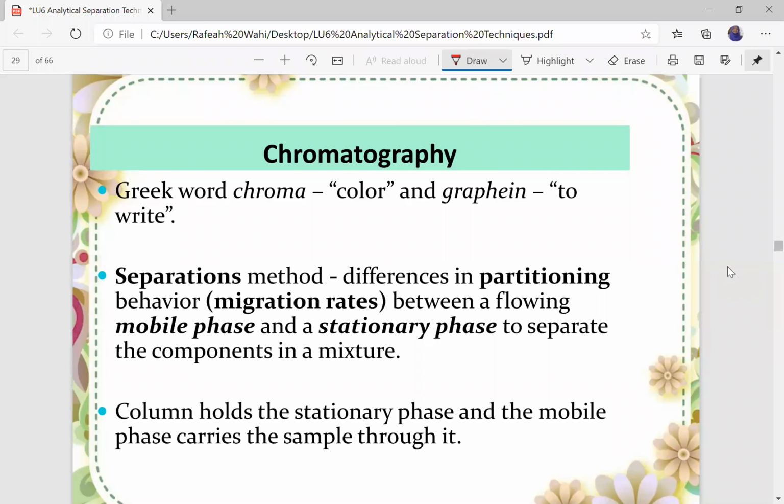In chromatography, separation happens based on the differences in partitioning behavior, also called migration rates, between a flowing mobile phase and its stationary phase, to separate the components in a mixture. So the column holds the stationary phase and the mobile phase carries the sample through it. Okay.